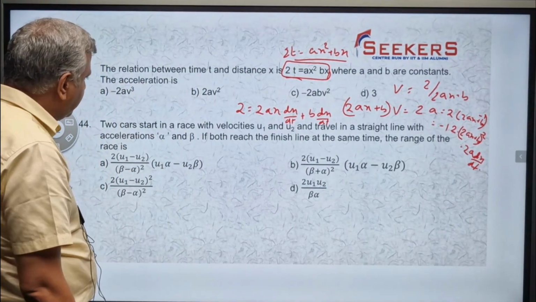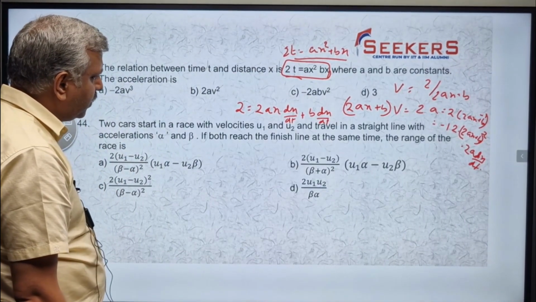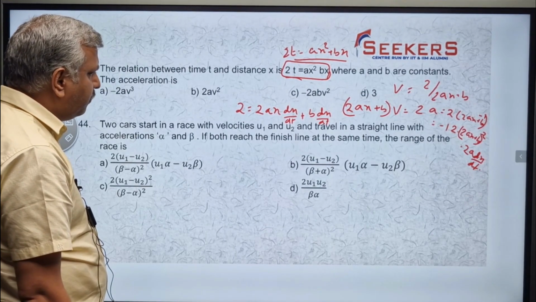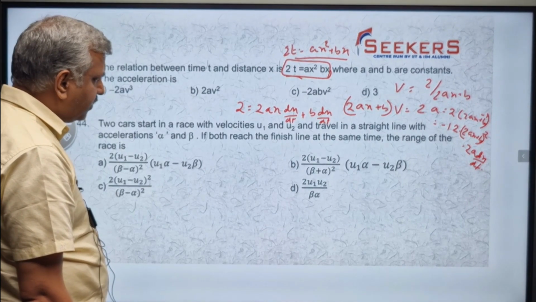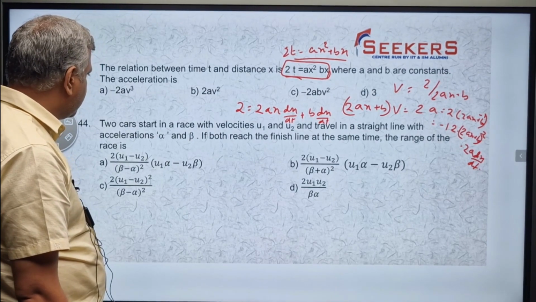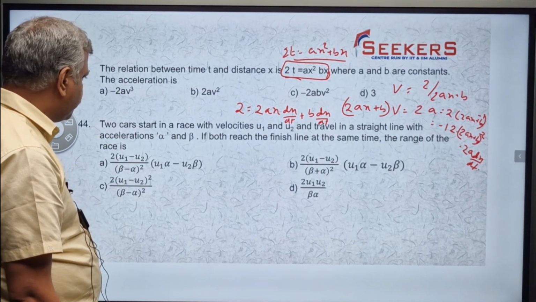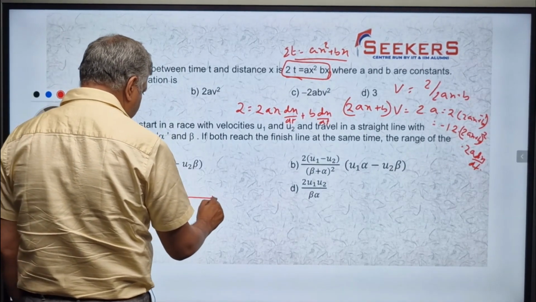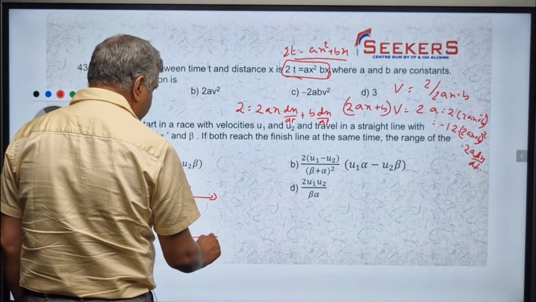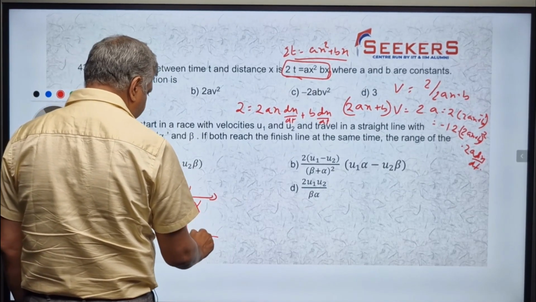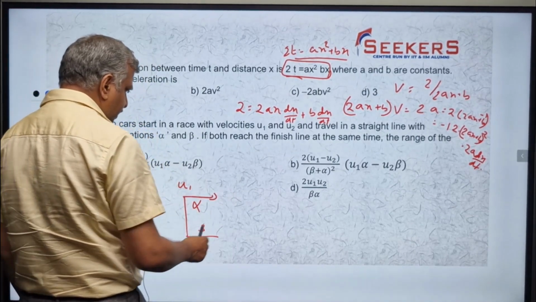Two cars start in a race with velocities u1 and u2 and travel in a straight line with accelerations alpha and beta. If both reach the finish line at the same time, the range of the race is how much? Okay, so two cars start with velocities u1 and u2, and one is moving with acceleration alpha, one is moving with acceleration beta.